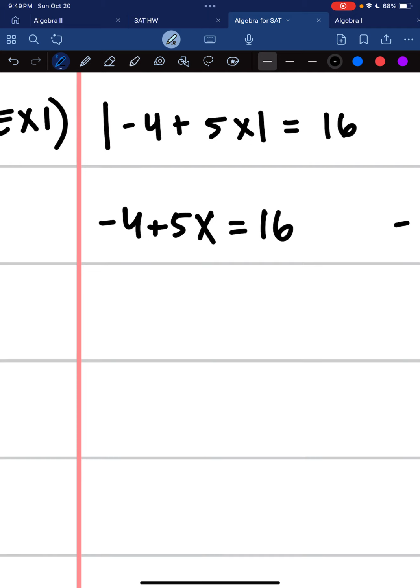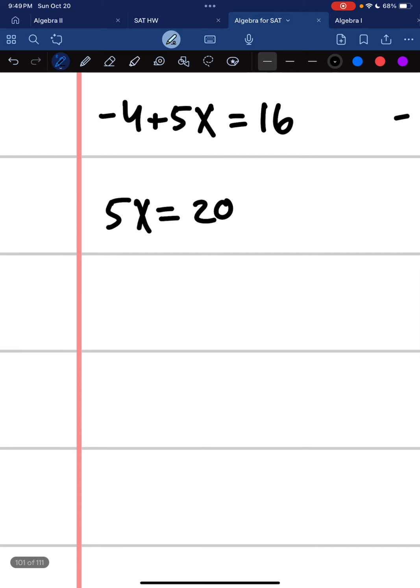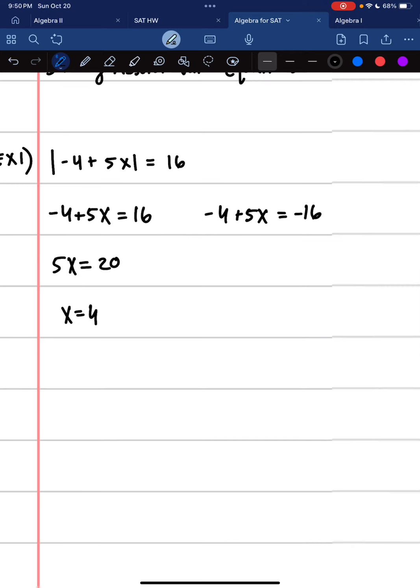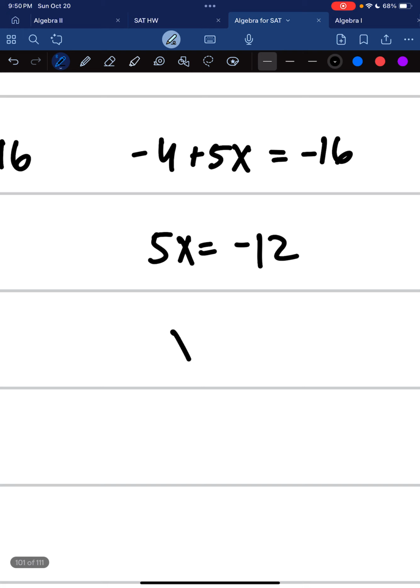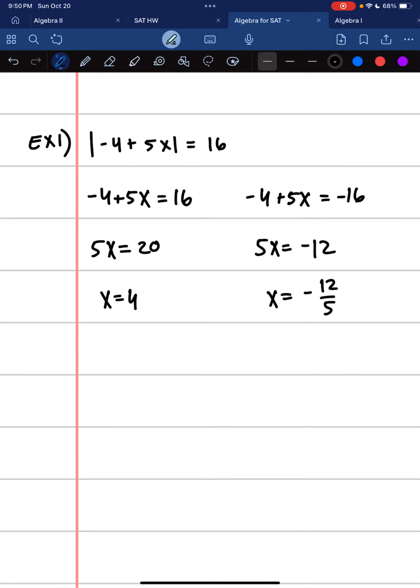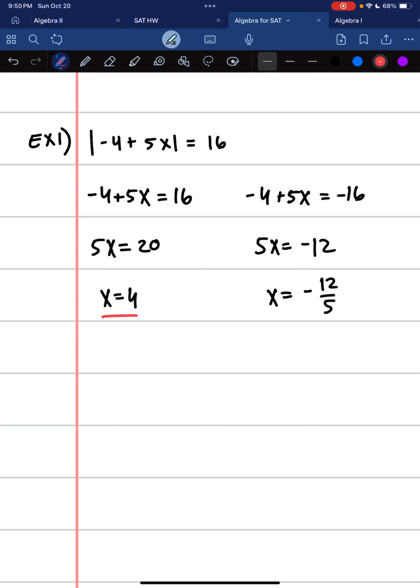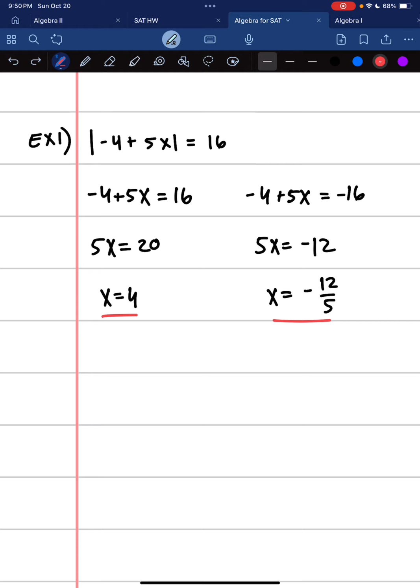So let's start with the left one. All we need to do is solve this. We get 5x equals 20, x equals 4. And over here, we can also solve this. We get 5x equals negative 12, x equals negative 12 over 5. And just like with radical equations, it's always important to check your answers for absolute value equations. If you plug in x equals 4 and x equals negative 12 over 5, both of them work in this original equation, so we can use both answers.